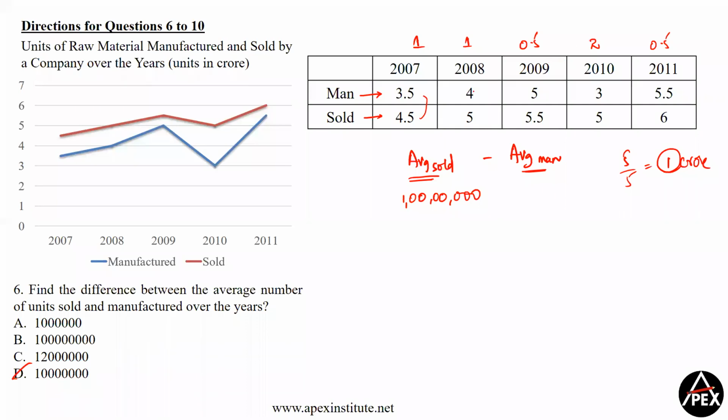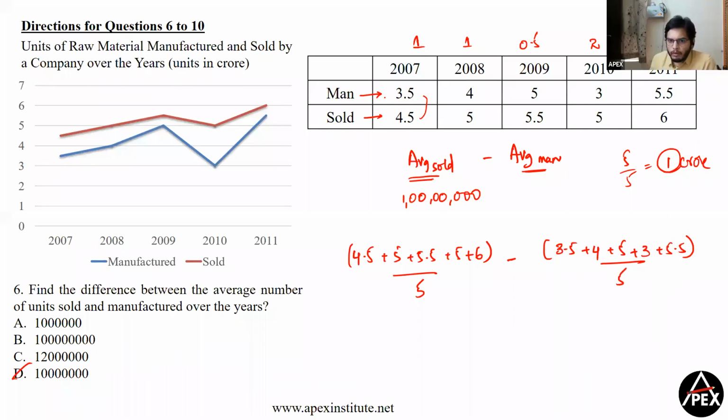Clear? Now let's see what you have done. So average of units sold: you have considered 4.5 plus 5 plus 5.5 plus 5 plus 6, and divided it by 5, minus units manufactured, 3.5 plus 4 plus 5 plus 3 plus 5.5, by 5. So you have found this separately, then subtracted.